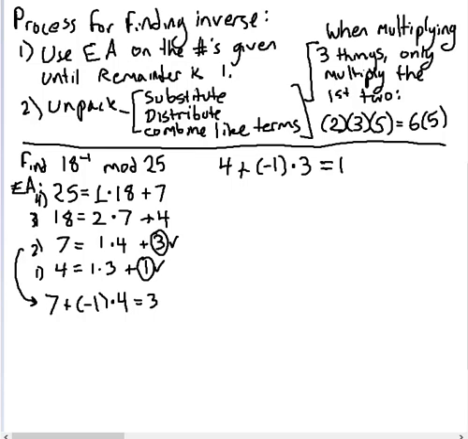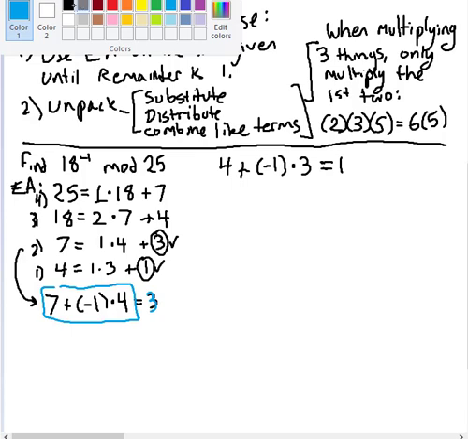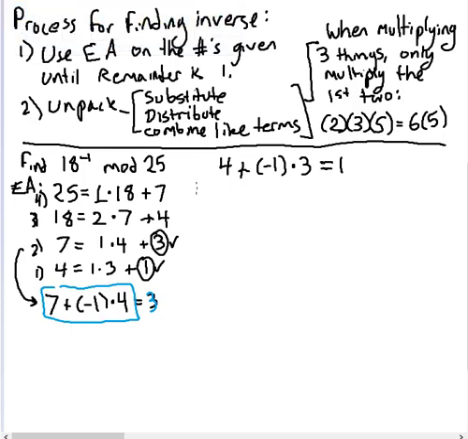So, in place of the 3, I'll use a different color. We're going to write this in parentheses. So we're going to have 4 plus negative 1 times all of that.